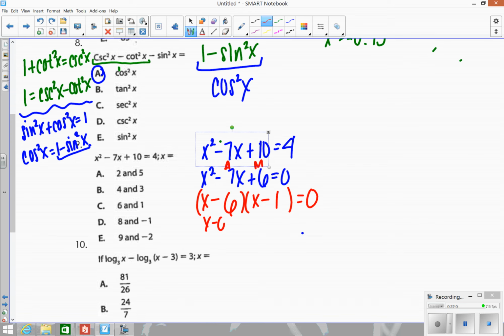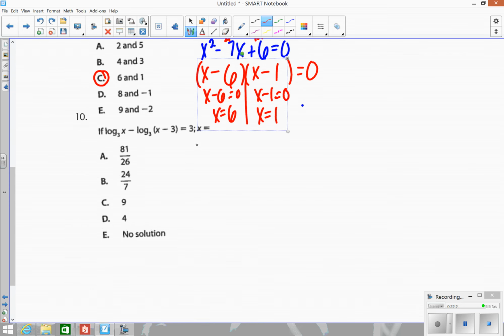So then you split each piece, set this equal to 0. Then you add the 6 over, so we get x equals 6. Add the 1 over, we get x equals 1. So our answer's 6 and 1.